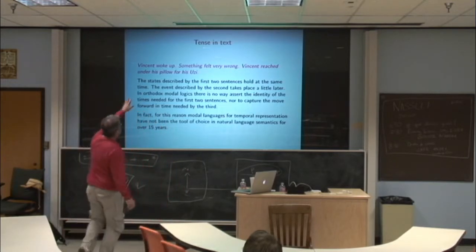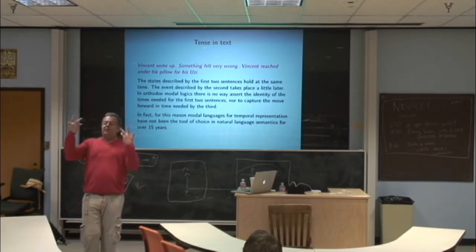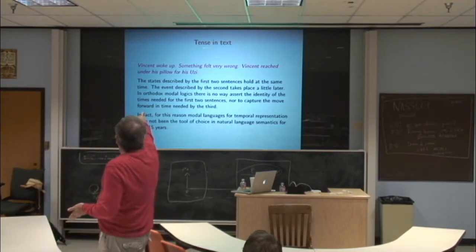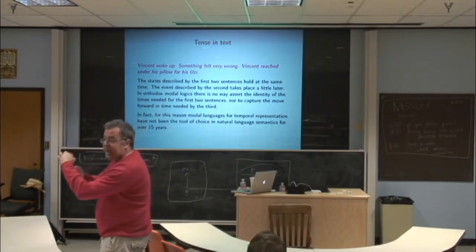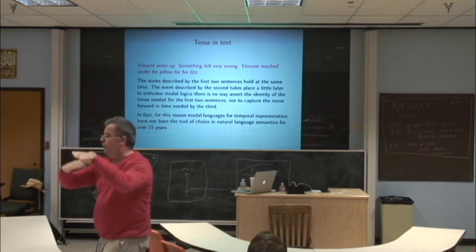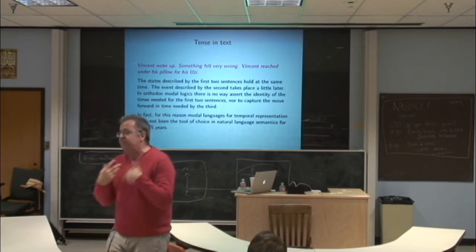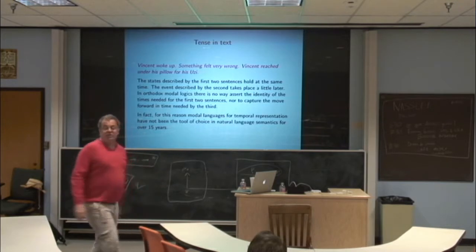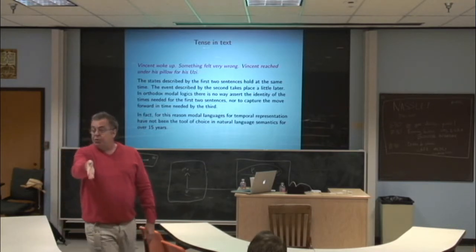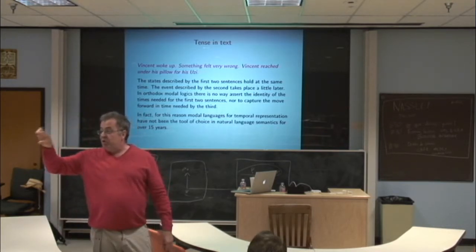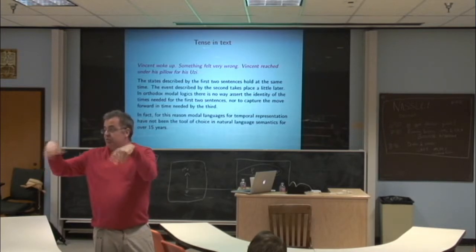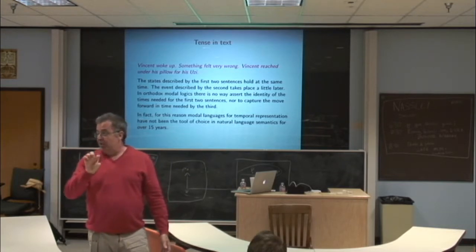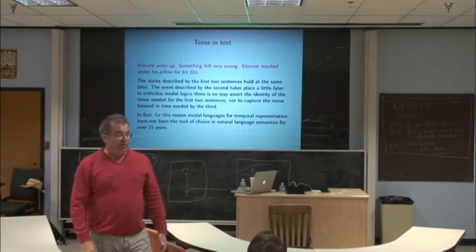There's a point of time in the past, there's a Vincent waking up. There's another point of time in the past, if you're thinking in terms of points, the exact same point, if you're thinking intervals probably overlapping like this, at which something felt very wrong for Vincent. And then Vincent reaches under his pillow for an Ootsie, a sense that things have moved on a little bit. So we've got three points of time, two points identical, and one after the first two, where the things narrated there happened. We referred to three points of time. There's just no way to deal with it in Priorean logic. End of story.